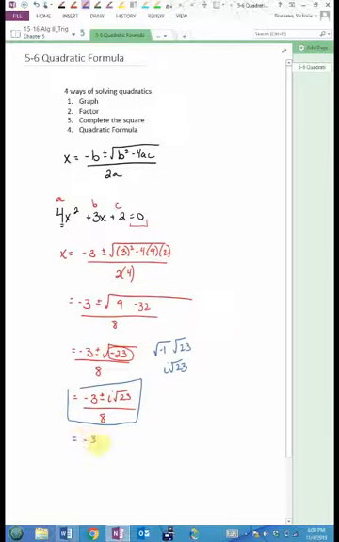You might see it written like this. Here they're sharing the common denominator. Here we've just separated them out. Same answers. So we've got 2 imaginary answers here to this quadratic.